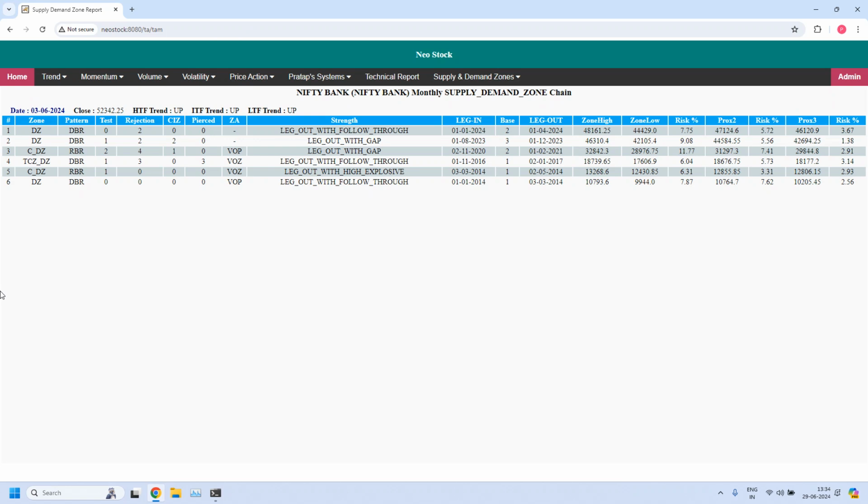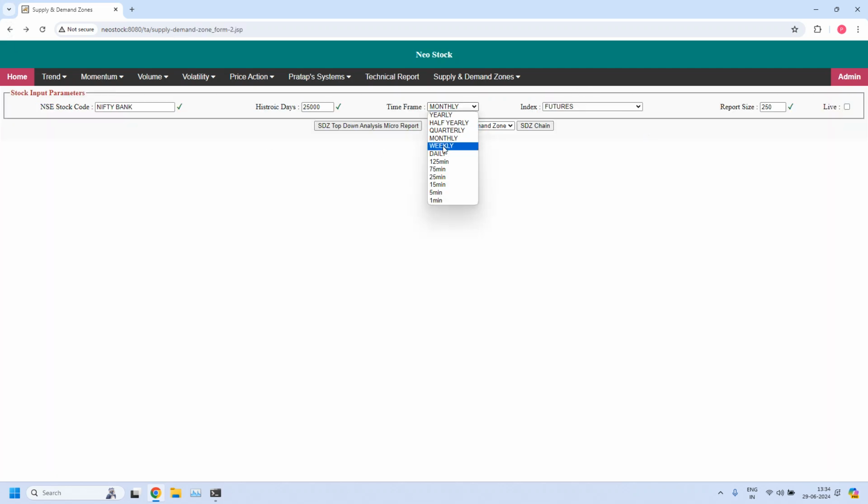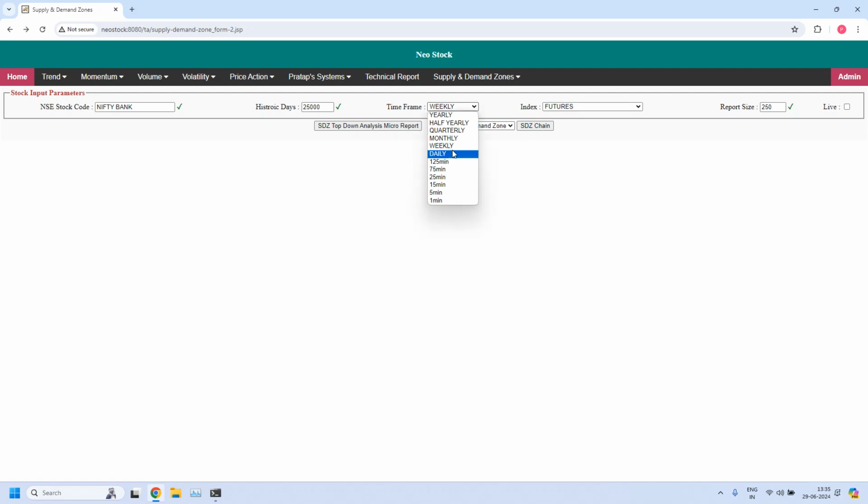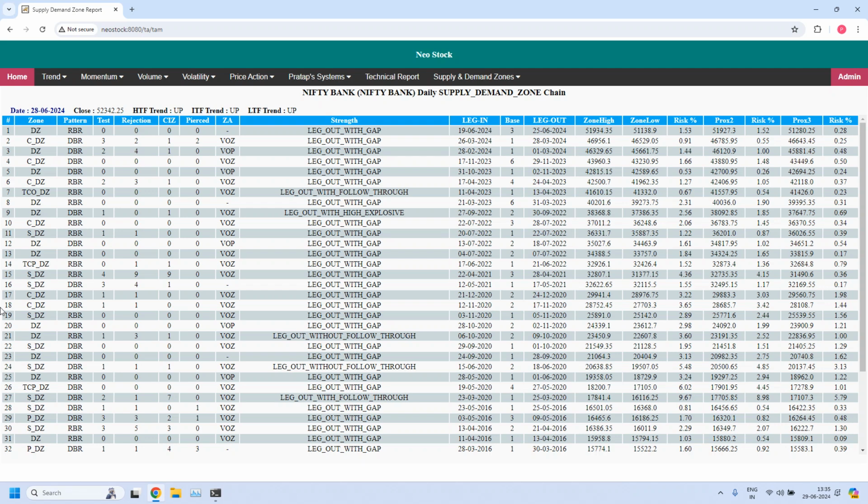These are the monthly demand zones, no supply zone. So next I'll generate for weekly time frame. This is the weekly supply demand zone chain. And the next report is daily. This is the daily supply demand zone chain for Bank Nifty. So daily also no supply zones are available for Bank Nifty.